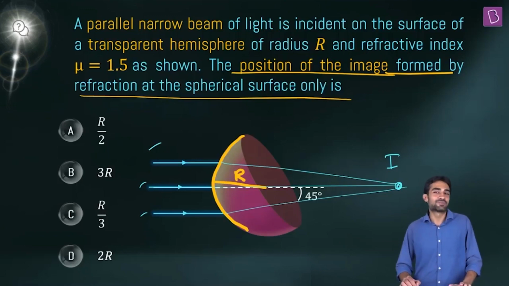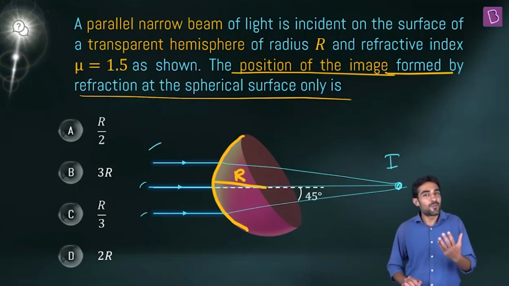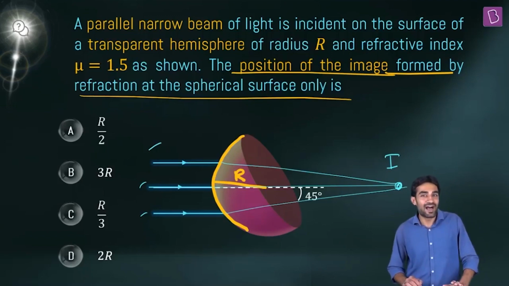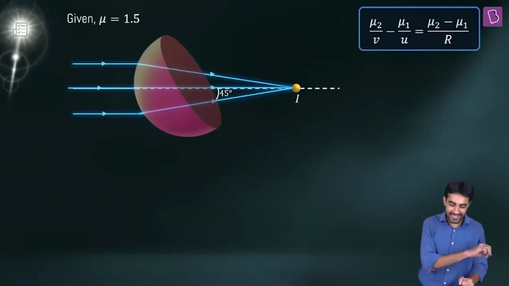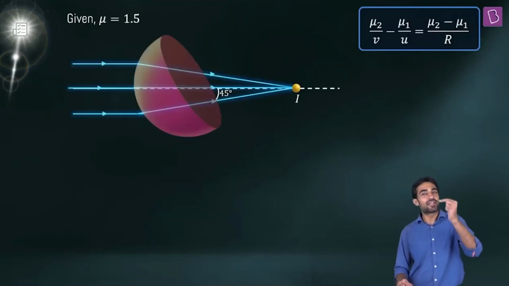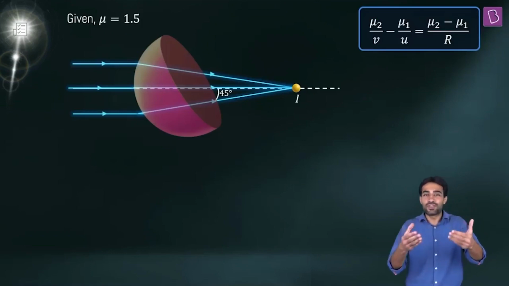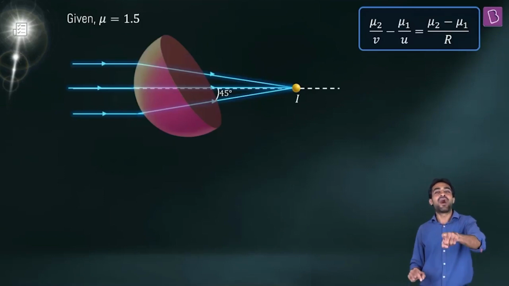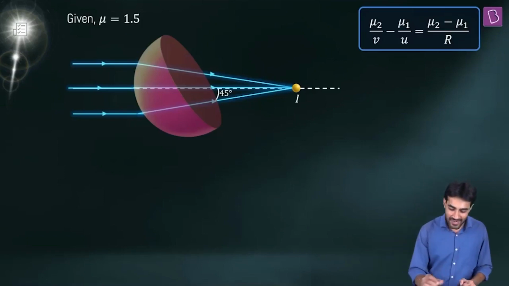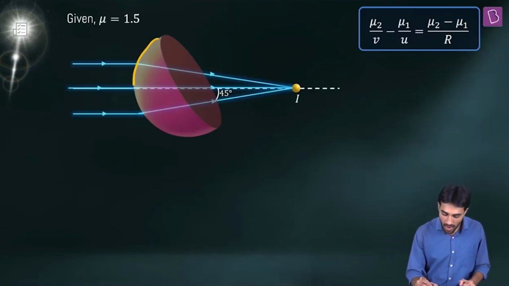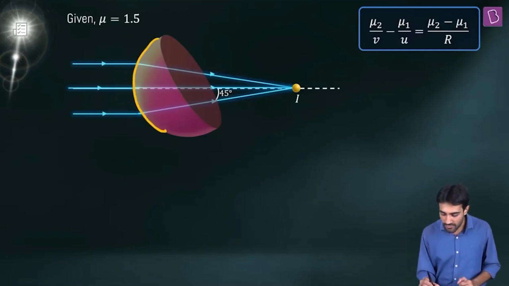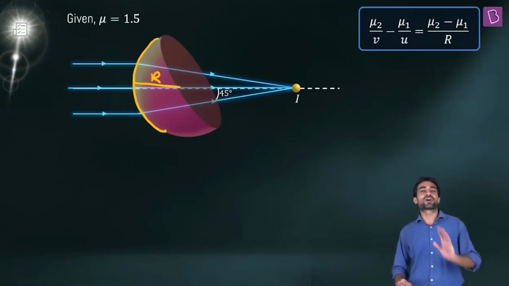So, how do we find the location of this image? This is the question. Well, just apply the formula for refraction at the spherical surface. Do we remember the formula? Here is the formula: mu2 divided by v minus mu1 divided by u is equal to mu2 minus mu1 divided by r. What is r? R is the radius of curvature of the spherical surface. For our case, we know this radius of curvature is capital R, don't we?